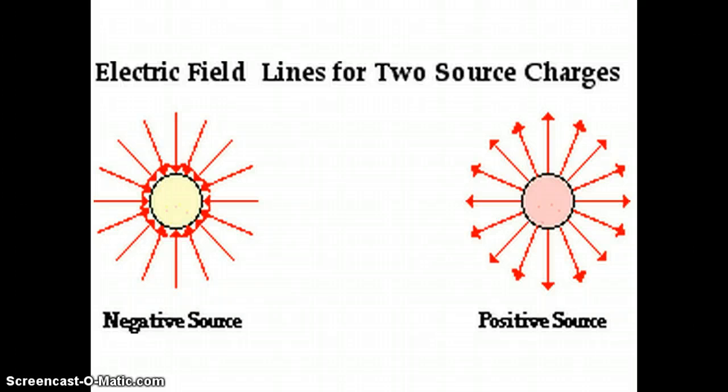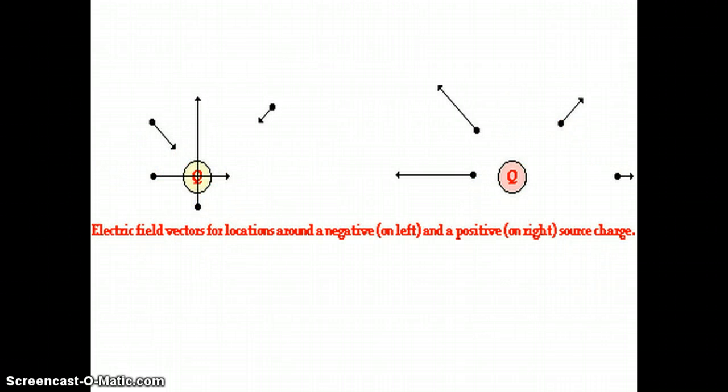For any given location, the arrows point in the direction of the electrical field and their length is proportional to the strength of the electrical field at that location. Note that the lengths of the arrows in this diagram are longer when closer to the source charge and shorter when further from the source charge.